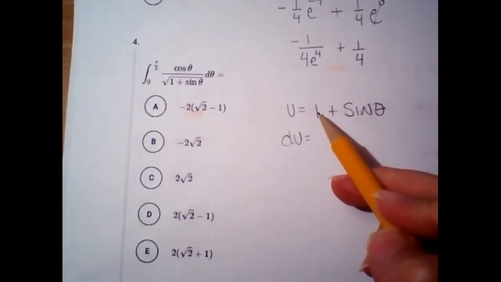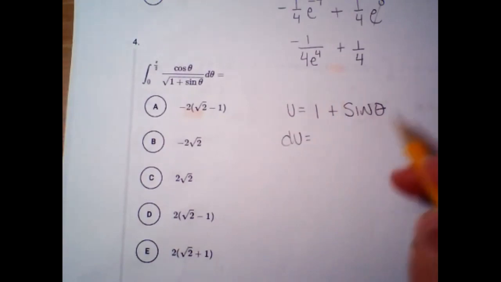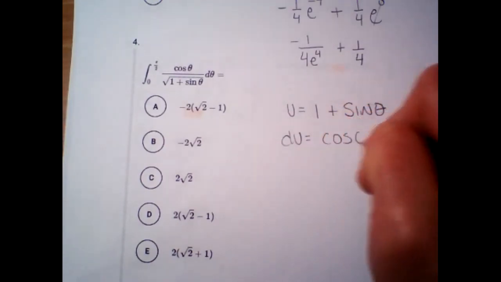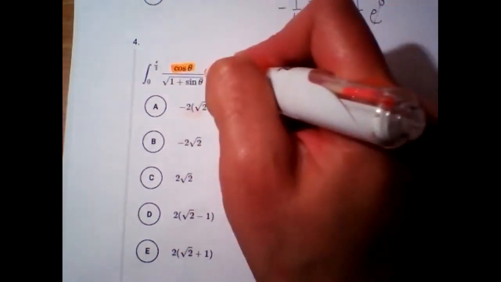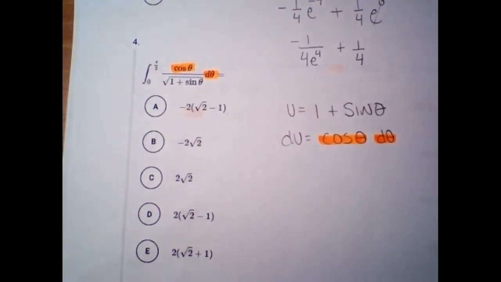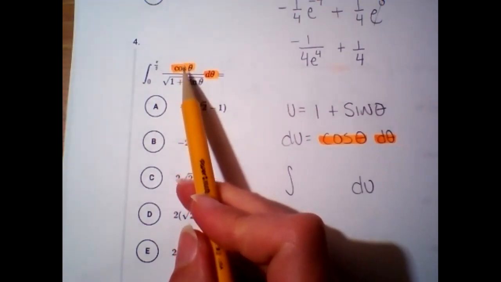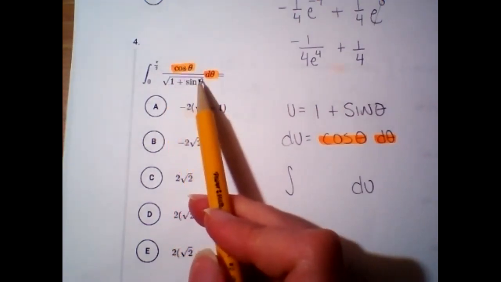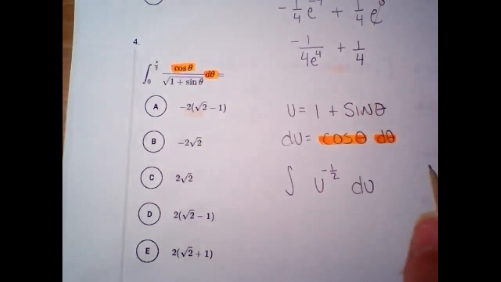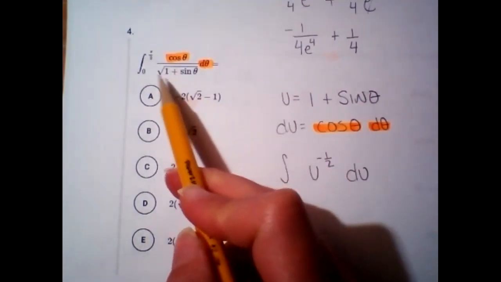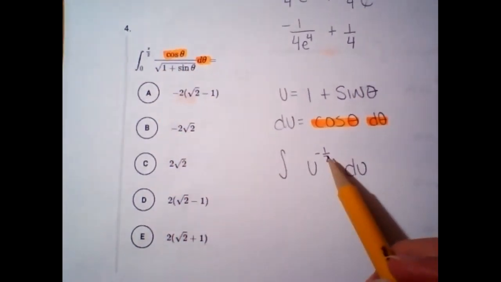Derivative of that. Derivative of 1 is going to be 0, so that's gone. Derivative of sine is cosine. And then d theta. So we actually don't have to do an adjustment to that one. We're going to substitute out the cosine and the d theta. And so what is left is nothing in the numerator, so just a 1 over square root of u. 1 over square root of u, I am going to write as u to the negative a half. Negative because it's in the denominator, and a half because it's a square root.